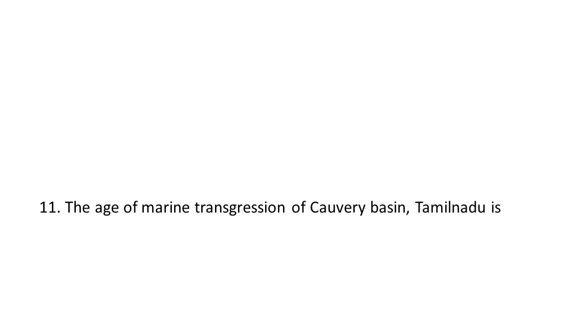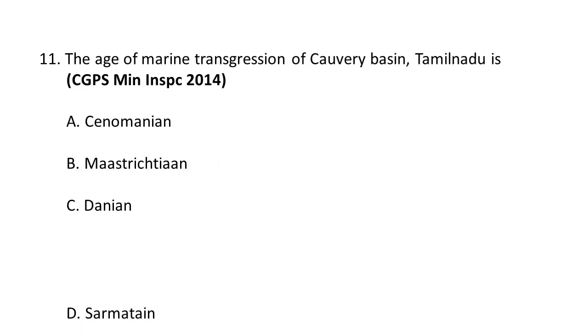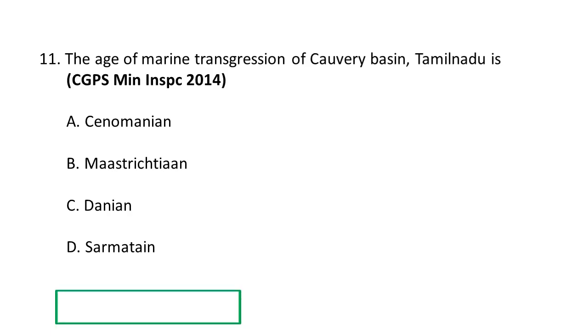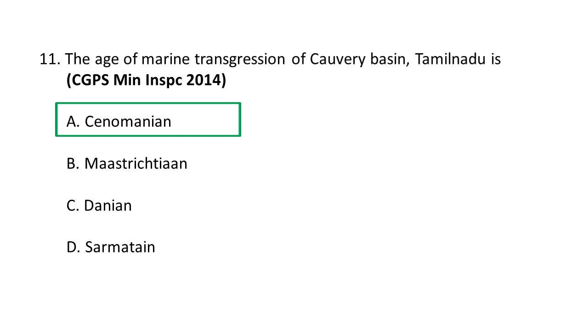Next question. The age of marine transgression of Kaveri Basin, Tamil Nadu is A. Cenomanian, B. Maastrichtian, C. Dannian, and D. Sarmatian. The age of marine transgression of Kaveri Basin, Tamil Nadu is Cenomanian. The marine transgression of the Kaveri Basin in Tamil Nadu, India occurred during the Cenomanian period. So, A is the correct option.